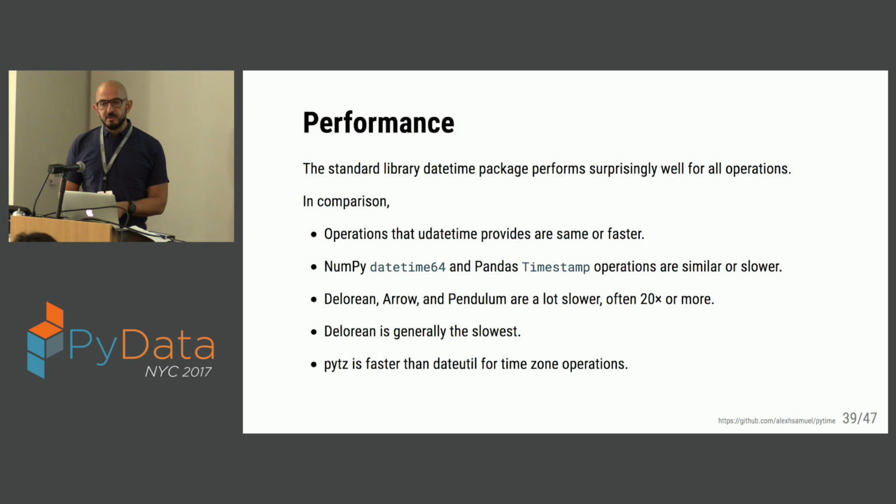DeLorean, Arrow, and Pendulum add a lot of overhead to time. So if you care about performance, these are probably not for you. DeLorean particularly is kind of super slow. And then among the time zone libraries, PyTZ seems to perform faster than dateutil.tz. So if you have a choice, probably PyTZ is the way to go.